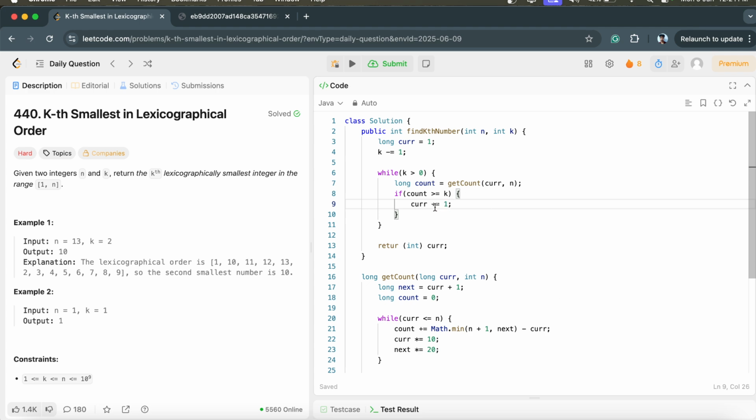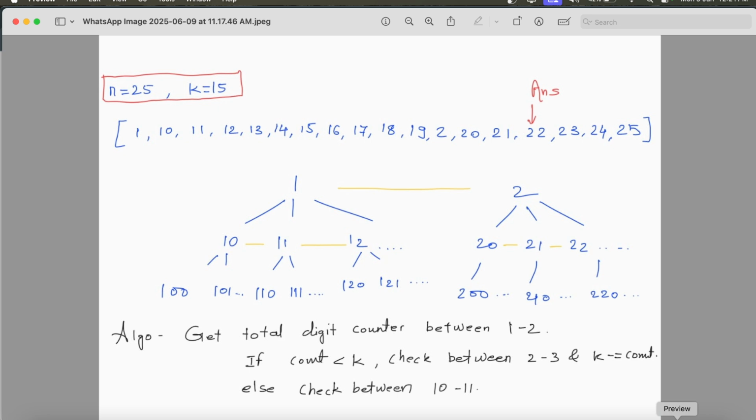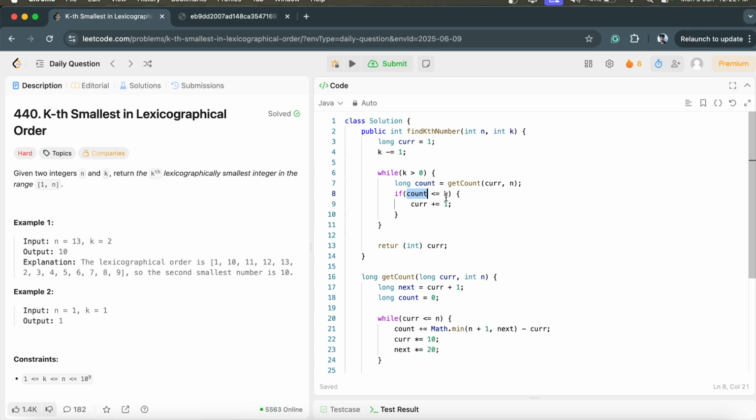Sorry, from this current pointing to 1, and whatever the count that we got, sorry, it should be less than or equals to k, right? So if whatever the count that we got from this one range is less than or equals to the k's value, that means the answer is not actually lying in that range. So what we can do is we can simply shift our focus to 20. So 2 is also getting included because less than or equals to k is something I have written.